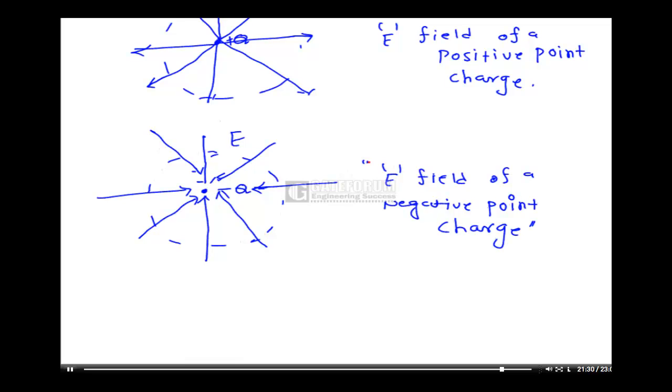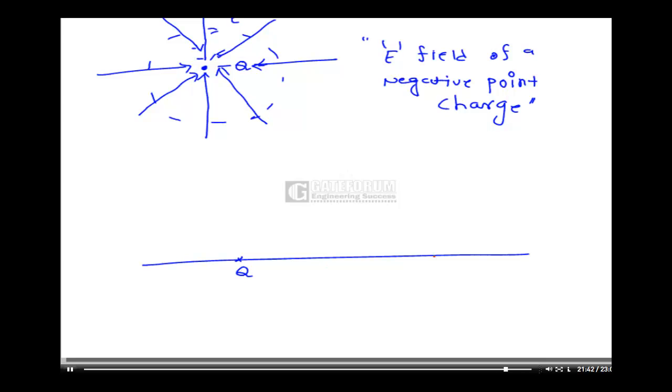Suppose you consider a positive charge and a negative charge combined, that is the dipole. Suppose this is Q and this is minus Q. Then how are the field lines? One thing is, the field lines are always away from positive and towards negative. The field lines leave from positive and end at minus Q, starting from plus Q to minus Q. Like this is the distribution.